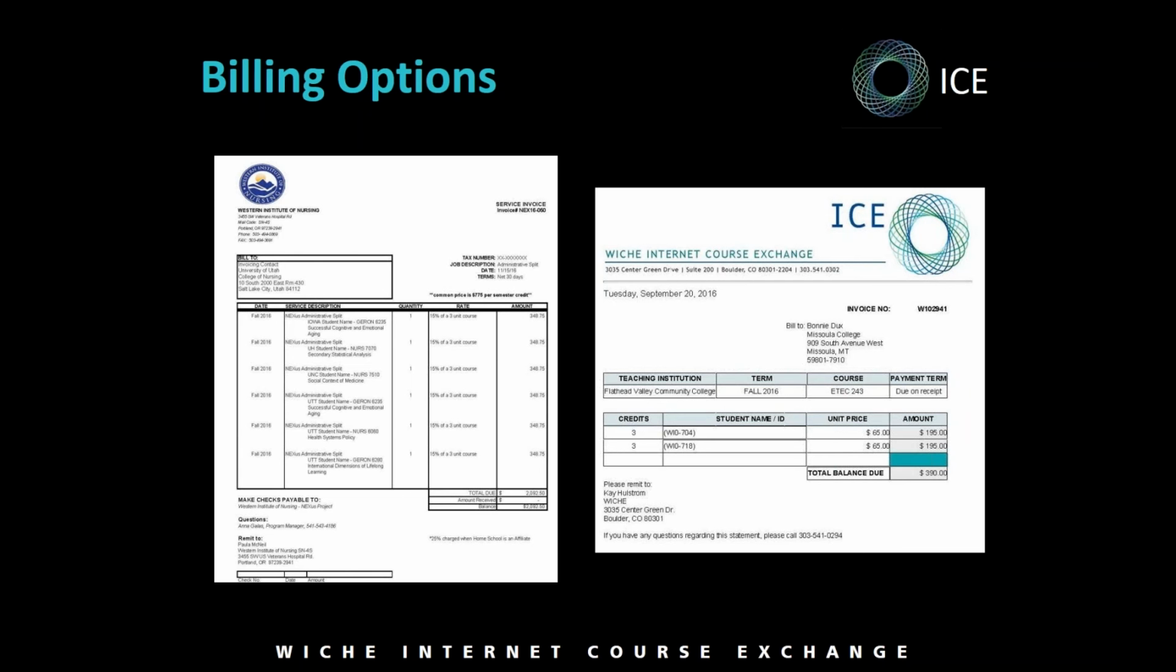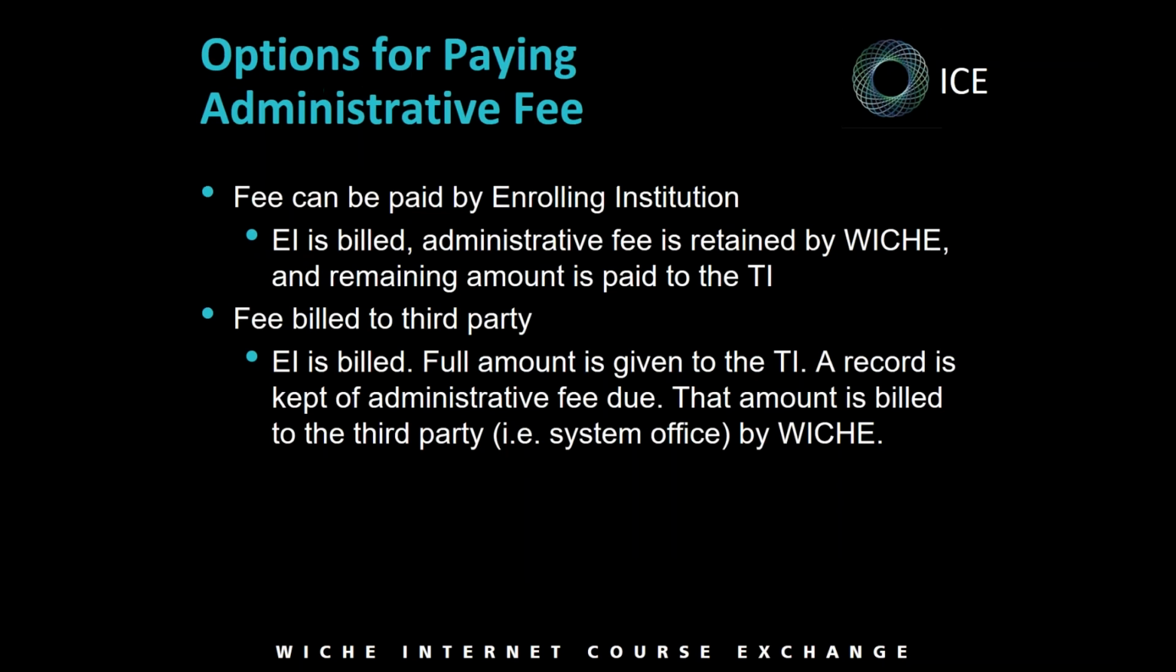When it comes to the billing, there is a 15% administration fee on the wholesale or the retail price, and this can be paid in two different ways. This can be paid by the enrolling institution, and in that case, WICHE invoices the enrolling institution, and when the check is received, the 15% WICHE administrative fee is retained by WICHE, and the remainder is then sent on to the teaching institution. And the second way is the fee can be billed to a third party, like a system office, for example. In that case, WICHE would invoice the enrolling institution. We keep track of the enrollments, send the full amount to the teaching institution, and then each semester we would bill the third party for the administrative fee based on that enrollment information that took place during that time.